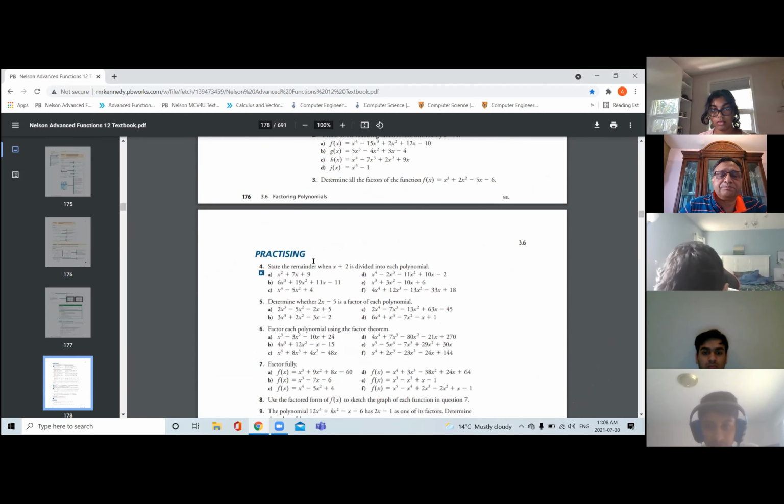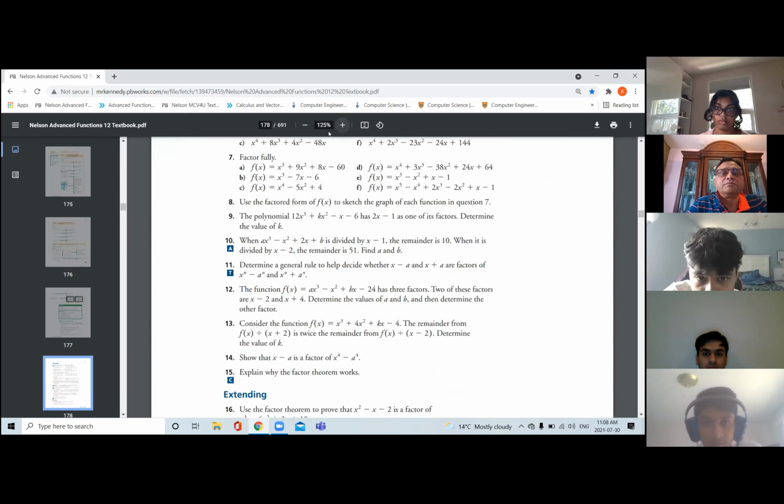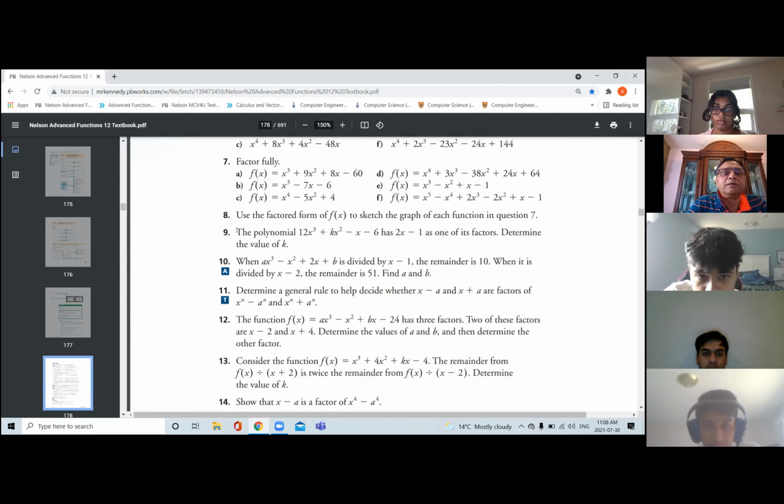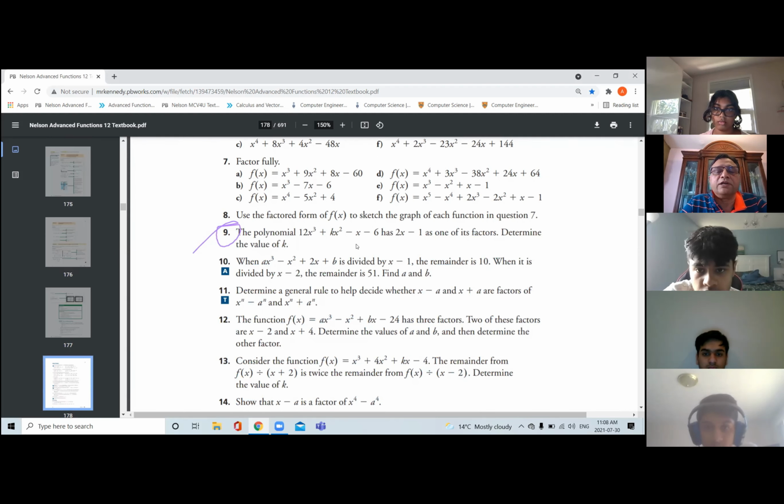Let's do question number 9. I'll zoom in so it's easier for us to see. Can anybody read this question? Hamza, can you please read and tell me how you will do this? Polynomial 12x cubed plus kx squared minus x minus 6 has 2x minus 1 as one of its factors. Determine the value of k. How will you do it? It's 2x minus 1 is one of its factors.